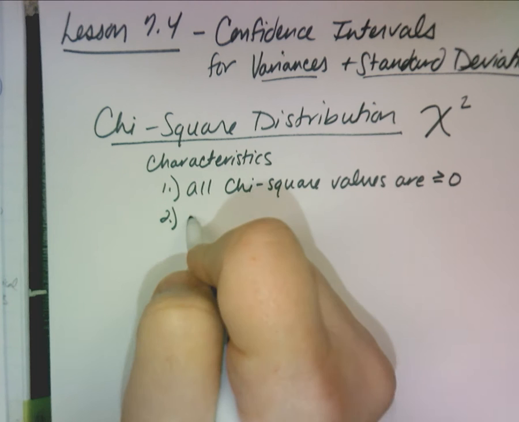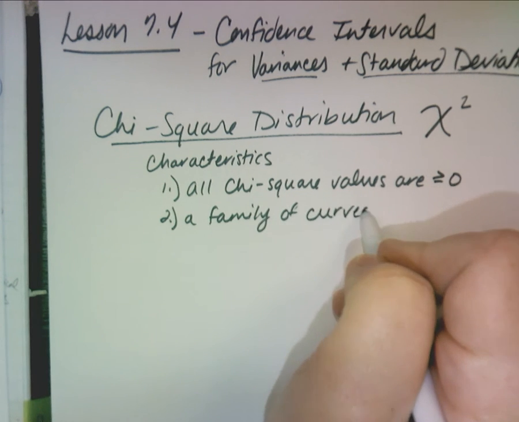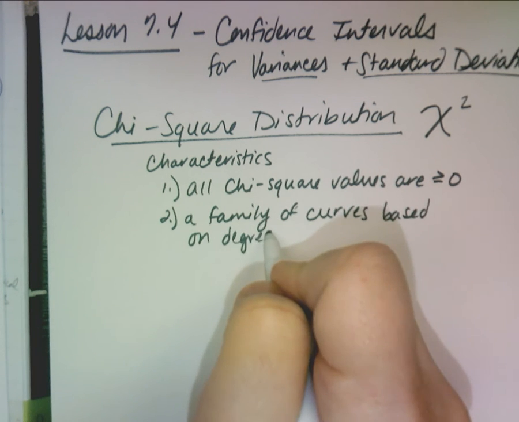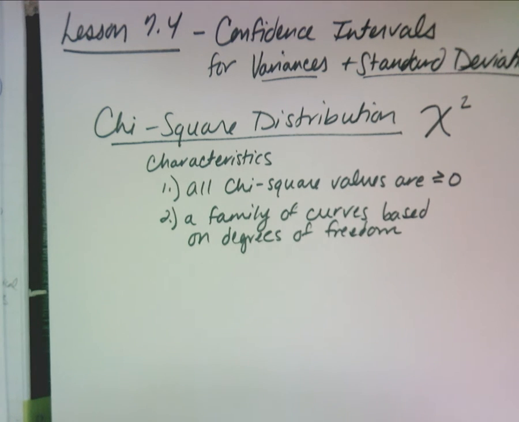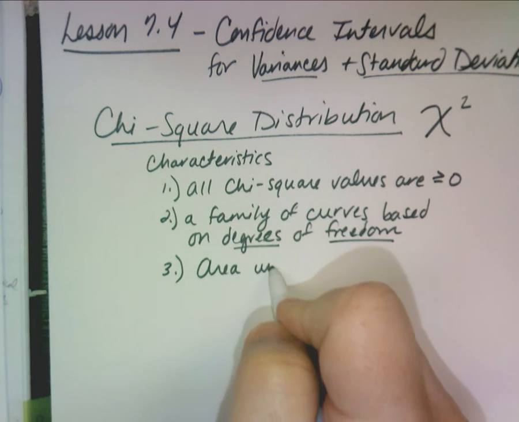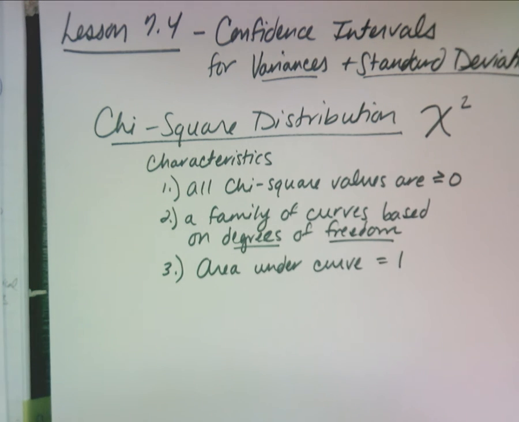Another characteristic of the chi-square distribution is that it is a family of curves based on degrees of freedom. And again, we know what degrees of freedom are. Anybody want to refresh me on what degrees of freedom are? N minus 1. You just take however many things there are in your sample and take away 1, okay? The area under that curve is going to equal 1 or 100%. So that is something that we're familiar with.